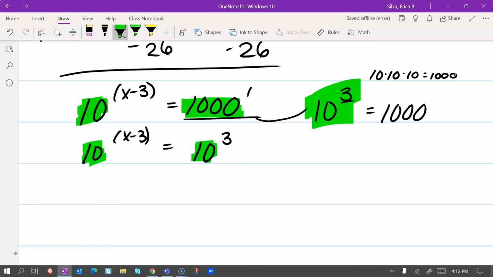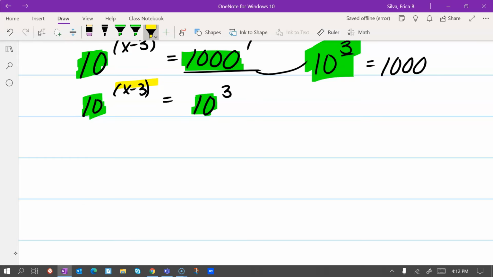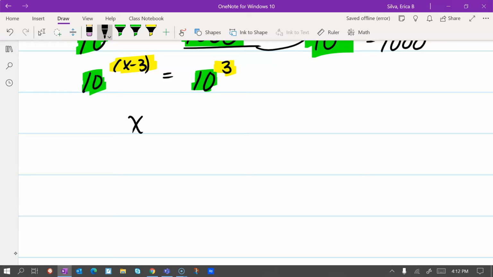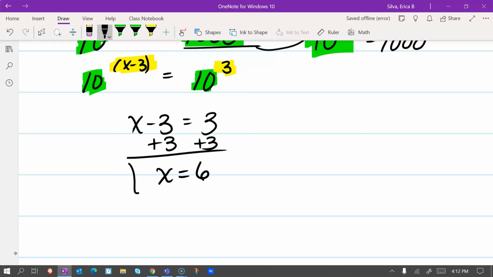And now we have the same bases. And if we have the same bases, the property tells us that we can set our exponents equal to each other. And then we simply solve for x. So x is equal to 6.